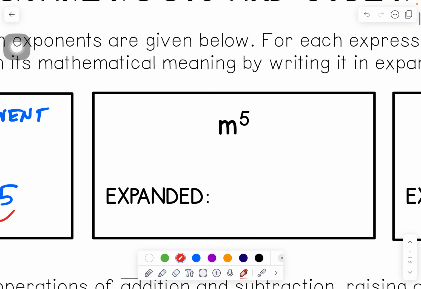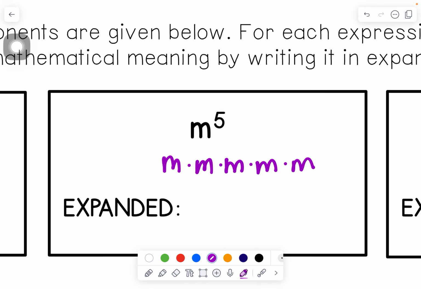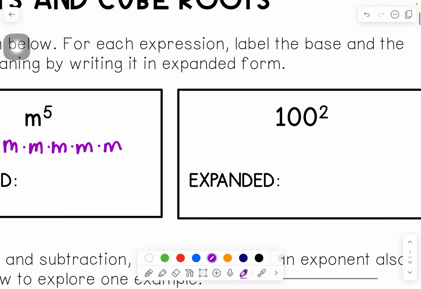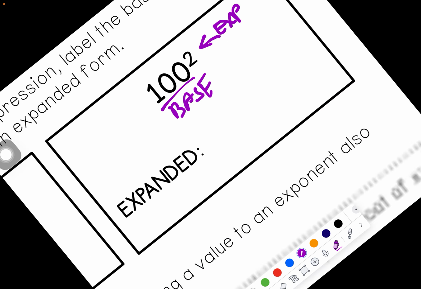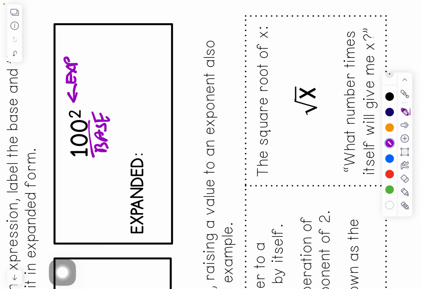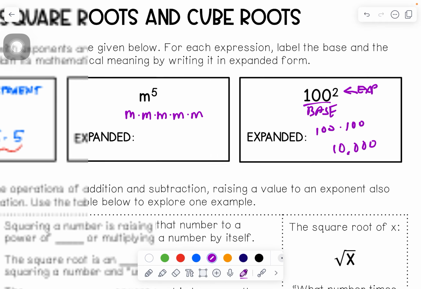What about this one here? M to the 5th is going to be m, m, m, m, m. And then we have 100 squared. Again, this is the base, and this is the exponent. So 100 squared would be 100 times 100. If we expanded that, we would get 100 times 100. Some of these that are integer values we can also simplify, so this would end up being 10,000 if you were asked to simplify it.